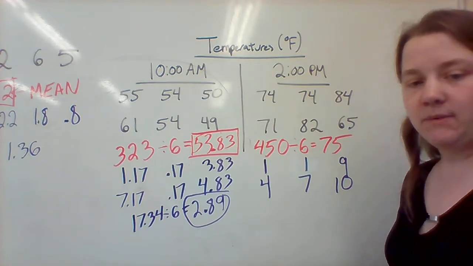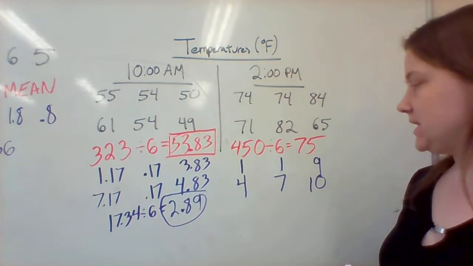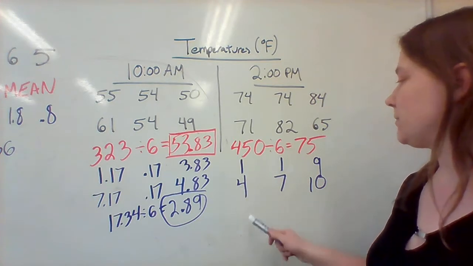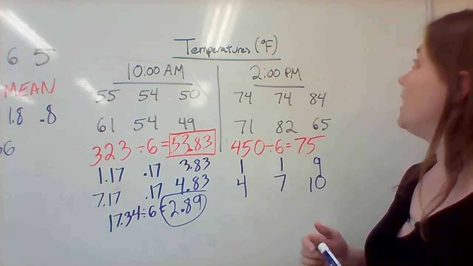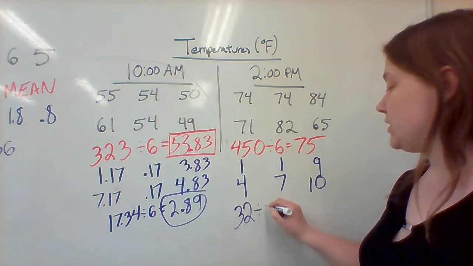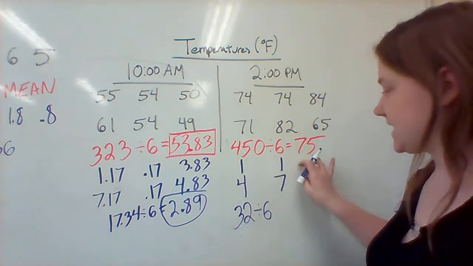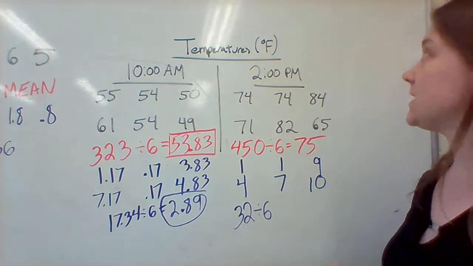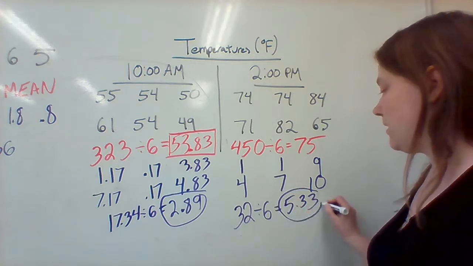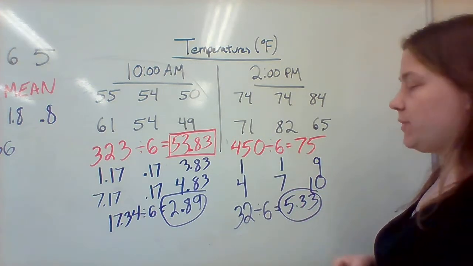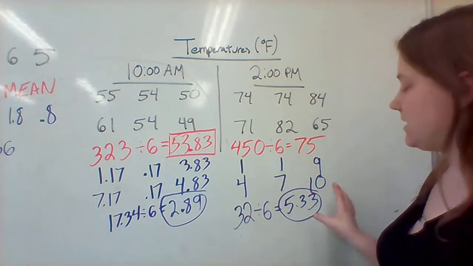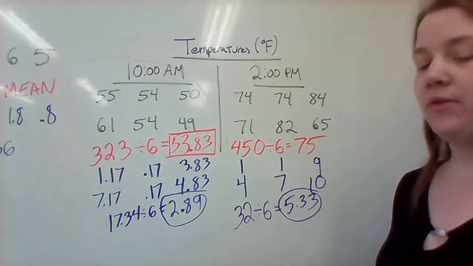Now we need to find the mean of these numbers. So we're going to add up 9 plus 1 plus 10 plus 4 plus 7 plus 1, and we are going to get 32. I'm going to divide 32 by 6 because there are 6 numbers here. 32 divided by 6 is going to be 5.33.